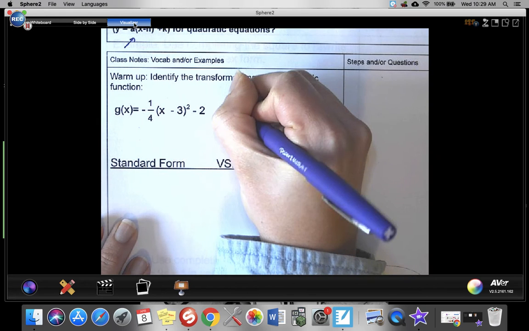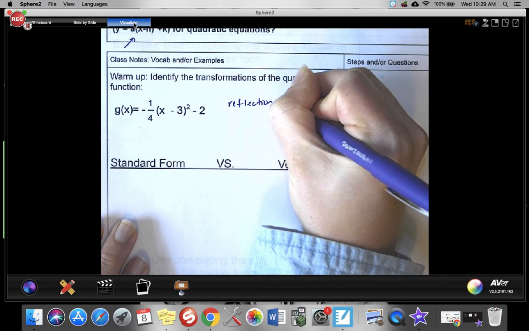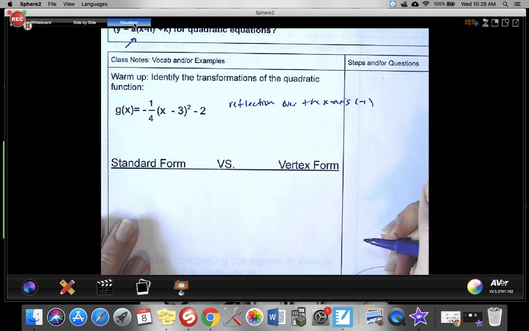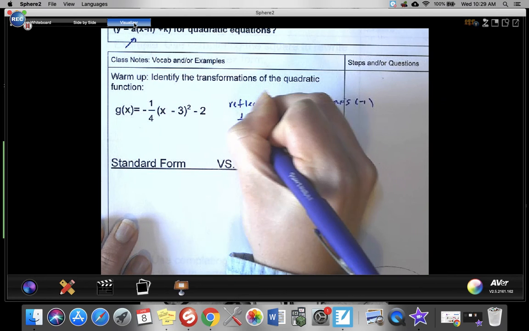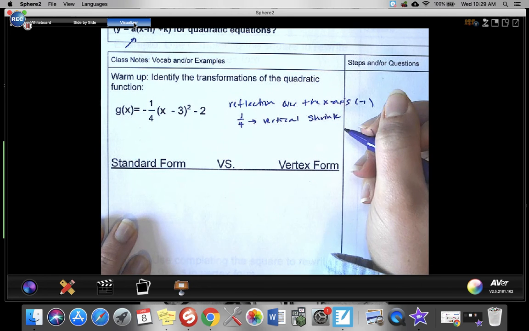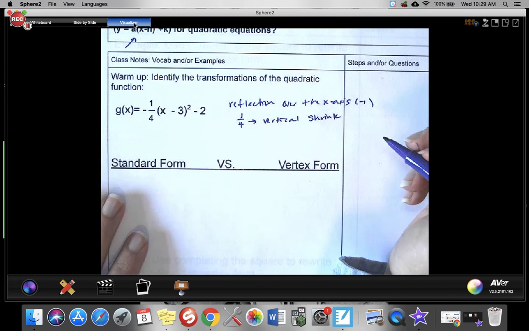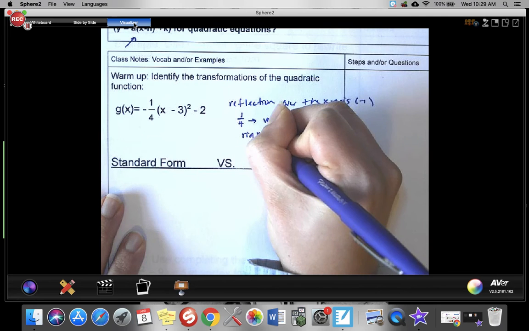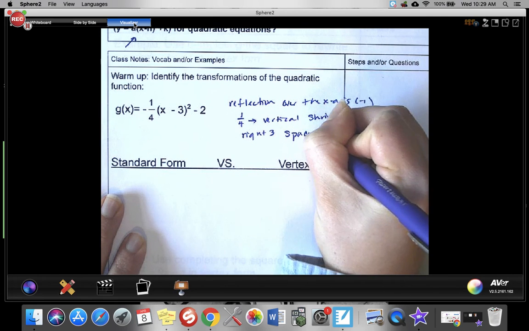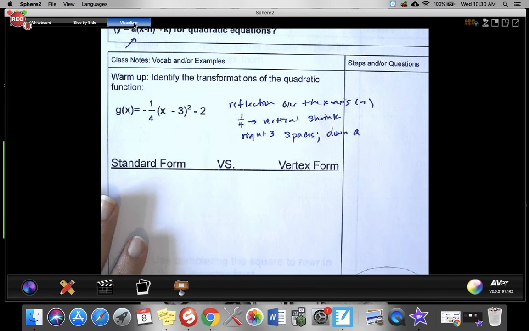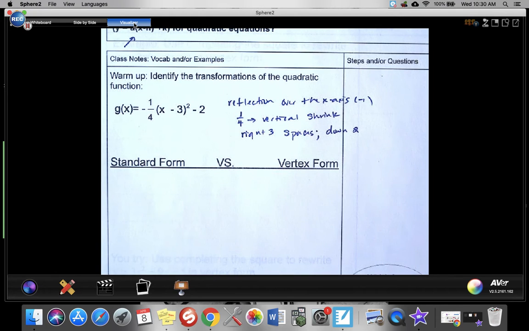All right, so hopefully you had that there is a reflection over the x-axis, and that's because of the negative in front. The 1/4 implies that there is a vertical shrink, meaning that my parabola is going to be wider in a sense. The subtraction of 3 means that we're heading to the right 3 spaces. And then the subtraction of 2 means that we're shifting down. So naming transformations is a good way to visualize how a function is potentially changed when I compare it to the parent function.